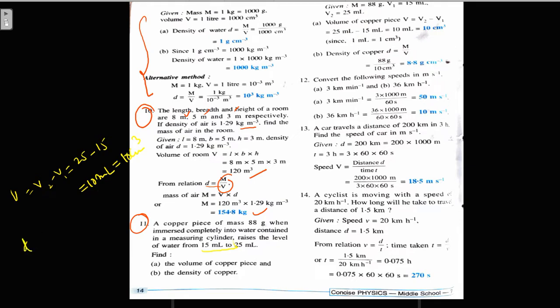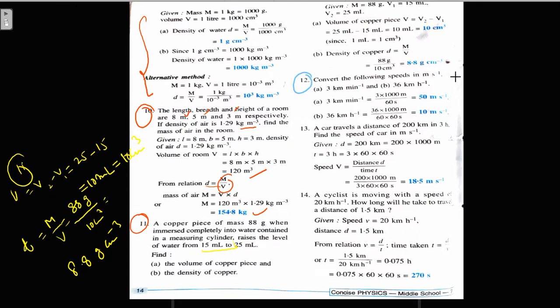Therefore D would be equal to m upon V. 88 gram is your mass and 10 centimeter cube is your volume, so you will get 8.8 gram per centimeter cube. This centimeter cube will go above and will become minus 3. So this is question number 11. Now we will move on to question number 12.